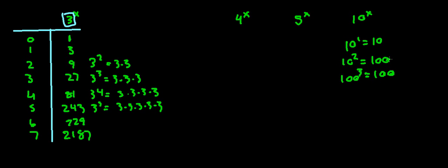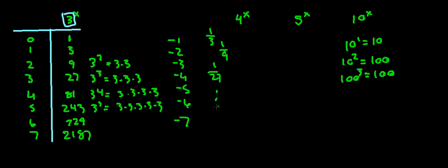And it does not only have to go positively, we can go negatively as well. Suppose for these numbers over here, we went -1, -2, -3, -4, -5, -6, and -7. These would be the same, except we would be taking the reciprocal. Because when we have a negative exponent, we take the reciprocal. So for -1, we get 1/3. For -2, we get 1/9. For -3, you'd get 1/27, and so on. So it works that way too.